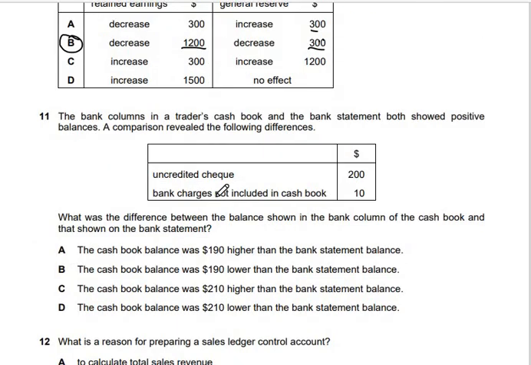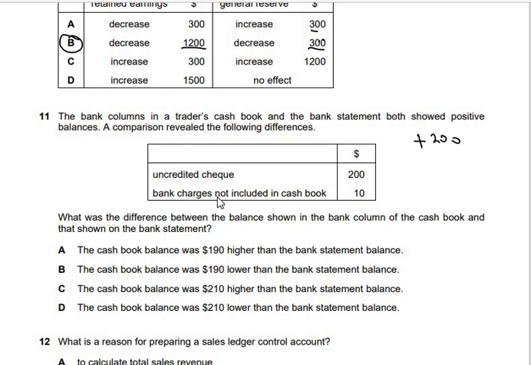Right. So number 11, the bank column in a trader's cash book and the bank statement both showed a positive balance. A comparison revealed the following differences. The question now, what was the difference between the balance shown in the bank column of the cash book and that shown on the bank statement? Right. So if there were uncredited checks, which means the cash book had a surplus of 200 because the checks were received, but they have not yet been processed by the bank.